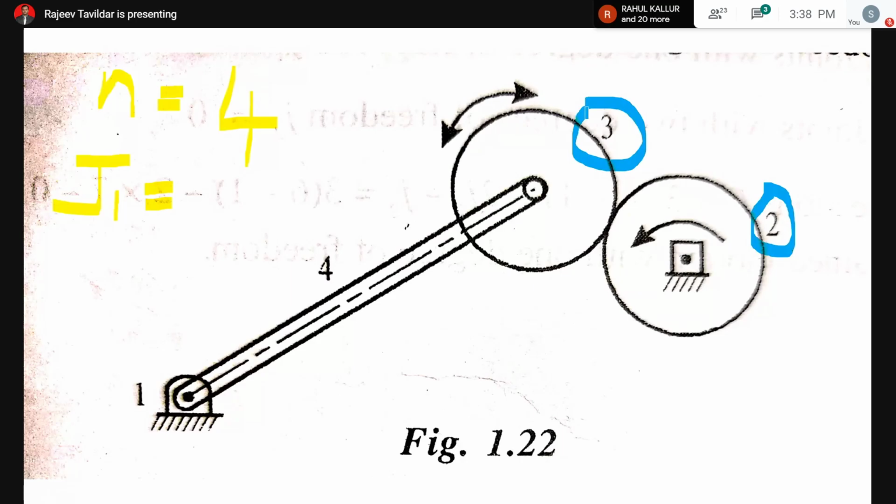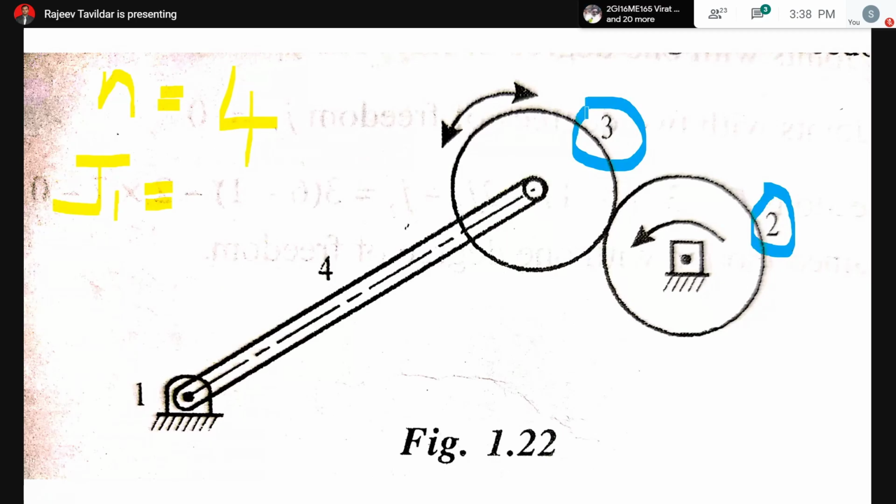Okay, it's just like your vehicle moving on a road and you apply the brake suddenly. At that time, it's a combination of your wheels rolling on the road as well as skidding on the surface. So the combination of rolling and slipping can also take place.